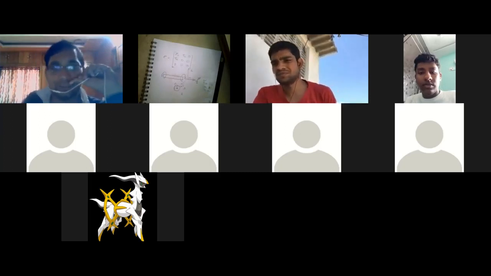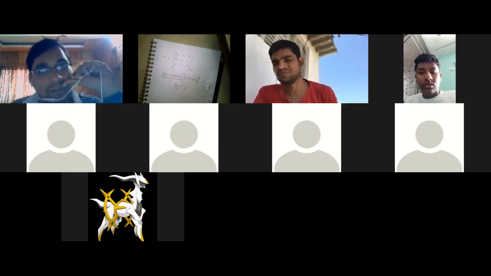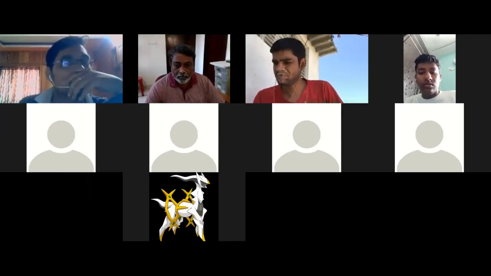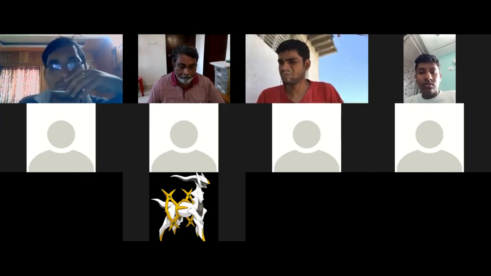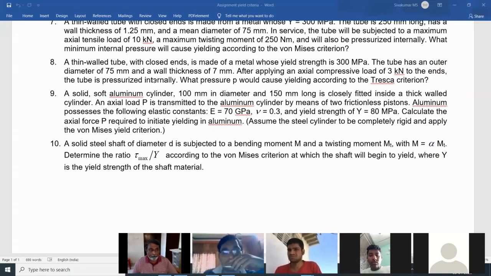Sir, now henceforth we can carry on beyond this, you have to explain to us. Sir, in problem 9, can you just explain the question once, because I am having some doubts regarding how the pistons are placed. A solid soft aluminum cylinder, 100 mm diameter and 150 mm long, is closely fitted inside a thick walled cylinder.